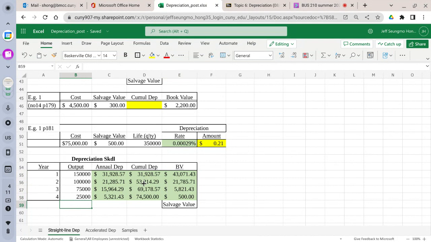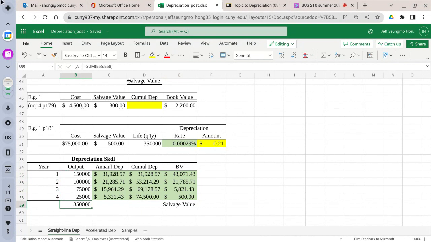This may or may not be equal to service life. I mean, in 4 years, you may have reached the service life or may not. So it doesn't matter. Just for fun, I want to find out if you auto sum. Okay. In this particular example, in 4 years, the machine has completely lived out its service life.